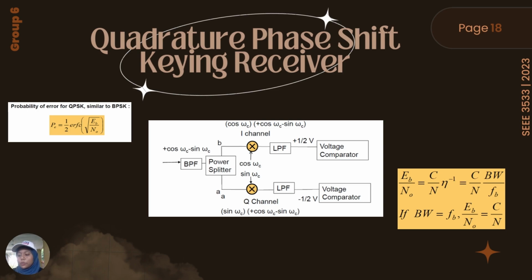Then we have the equation for C over N, which is actually our bit error rate. So this equation shows that the bandwidth is fb, where fb is the bit rate, and Eb over N0 is not equal to C over N. Our BW is the bandwidth, and the small η here is actually the efficiency.